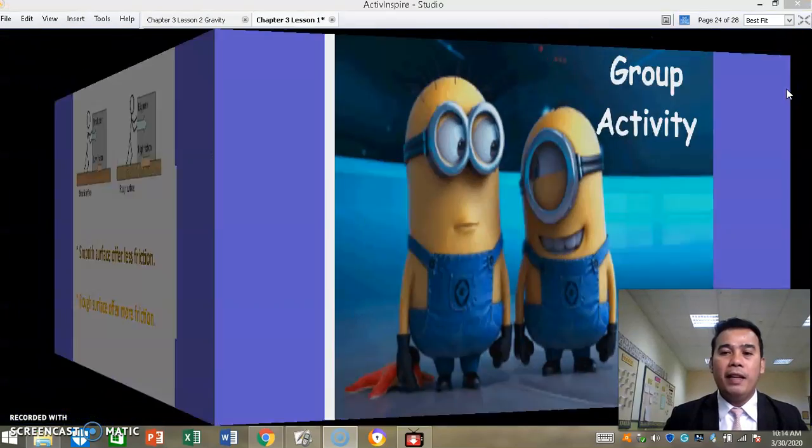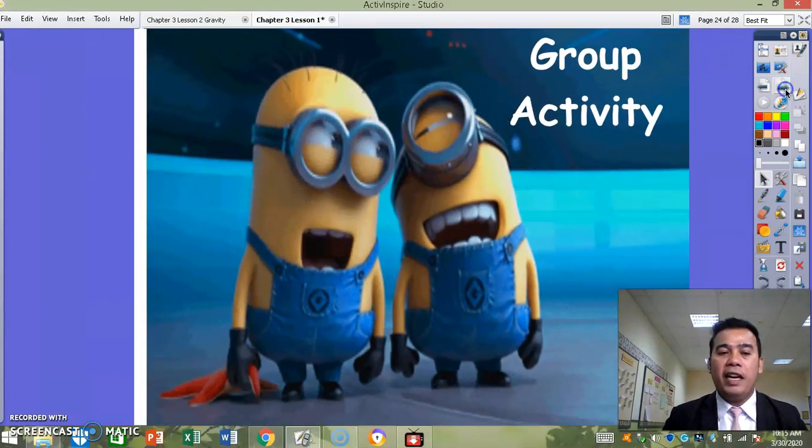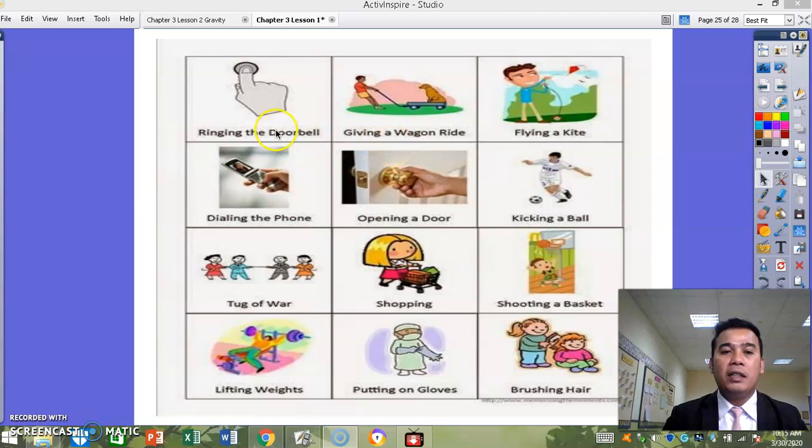Okay? Next, for our activity today, we will identify the following. So, ringing the doorbell, is it push or pull? Giving a wagon ride, is it push or pull? Flying a kite, push or pull? Dialing a phone, push or pull? Opening a door, push or pull? Kicking a ball, push or pull? Tug of war, push or pull? Shopping, pushing the cart or pulling the cart?